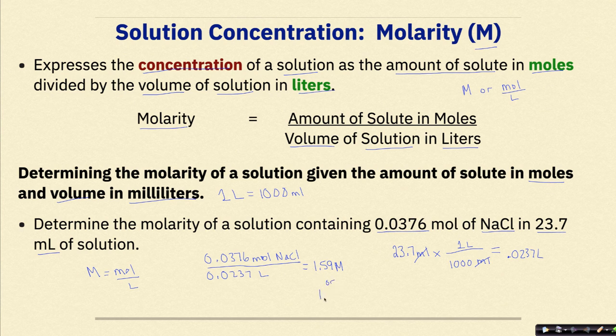so I can label it as 1.59 molar, or another acceptable way of labeling it is 1.59 moles over liters. And that's an example of a molarity problem where you're given moles, but you're given milliliters of solution, which we're realizing here we need to change into liters before we can go any farther.